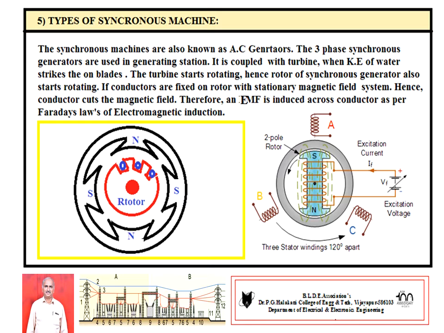Such a type of rotor is used for steam generation plants. So these are coupled with steam turbines. These are also known as turbo alternators.